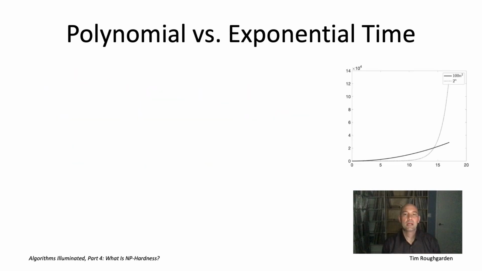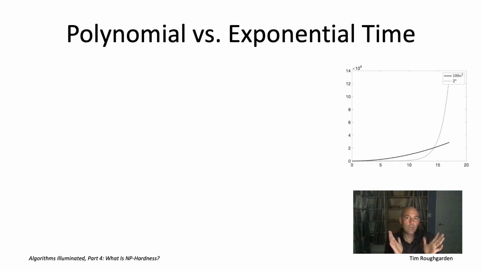So here's just a quick plot to drive home this point that every exponential function eventually grows much, much, much faster than any polynomial function. This graph shows in the solid line the graph of 100 times n squared, and in the dotted line the exponential function 2 to the n. And so initially, for small values of n, the dashed line is lower because there's a high constant factor in front of the n squared. There's a factor of 100 there.